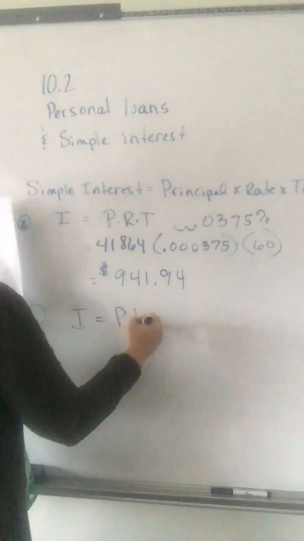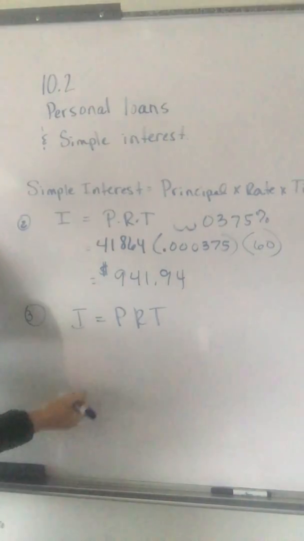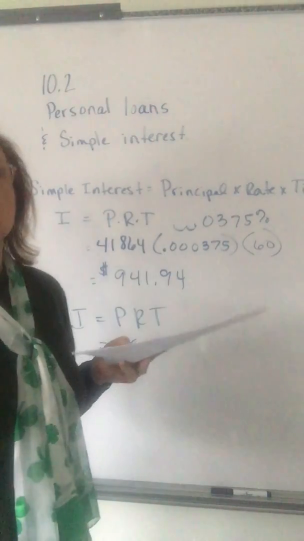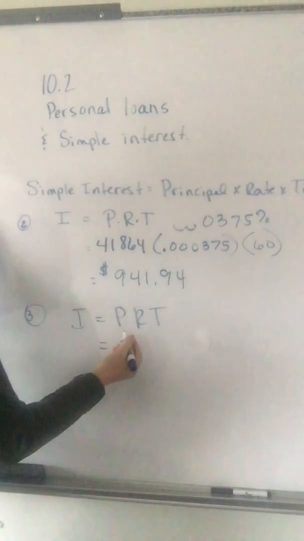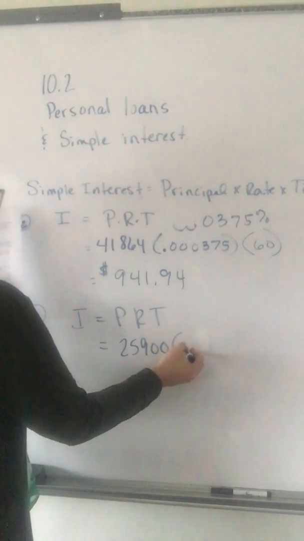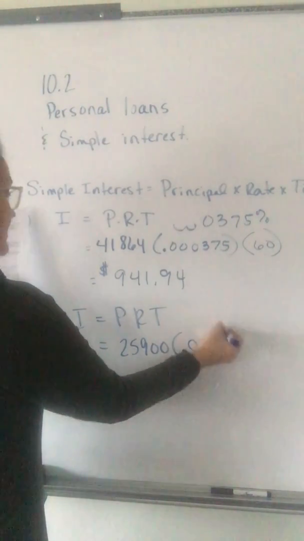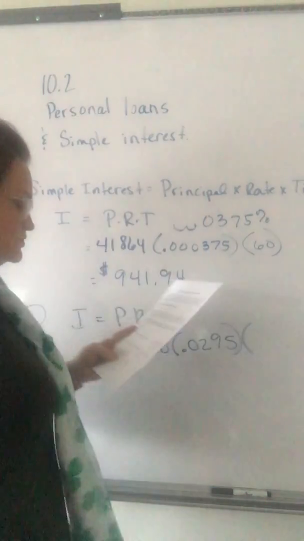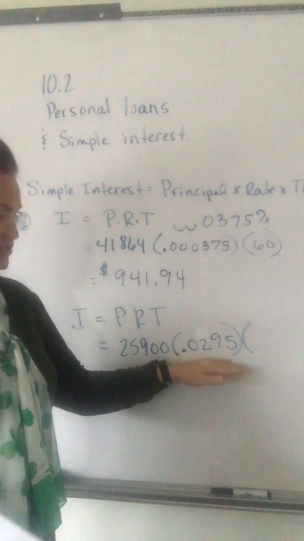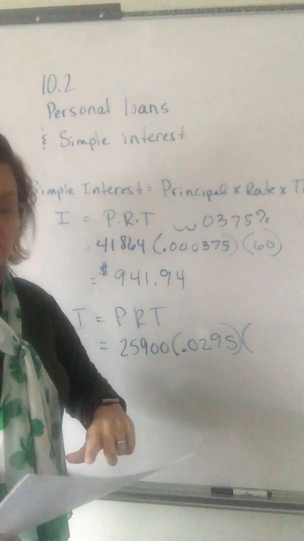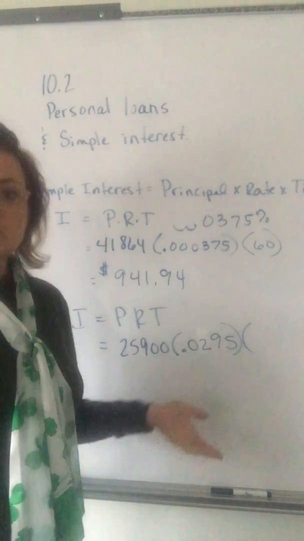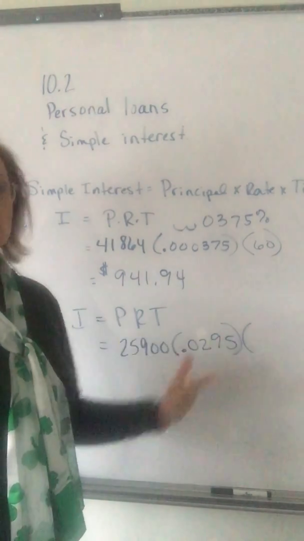Number 3, interest equals principal times rate times time is our base formula we're using again here. This time our principal is $25,900. Rate needs to be moved to the left, so it makes it 0.0295 as a decimal. And then notice this one says 3 months. So this rate, 2.95%, it didn't state otherwise, so it was assumed to be already in years, so this time should also be in years.